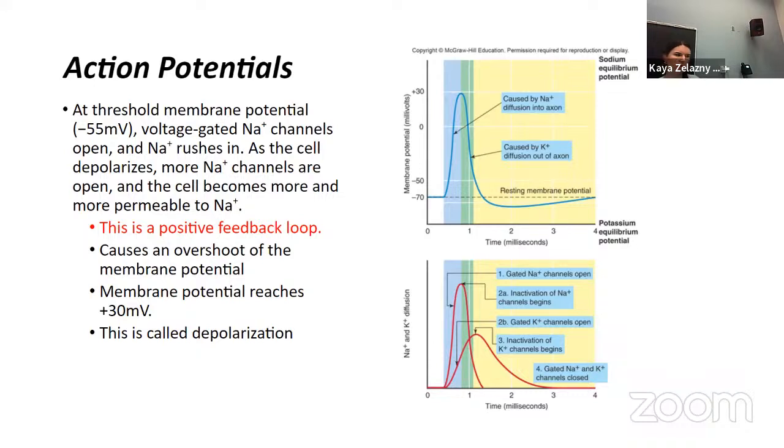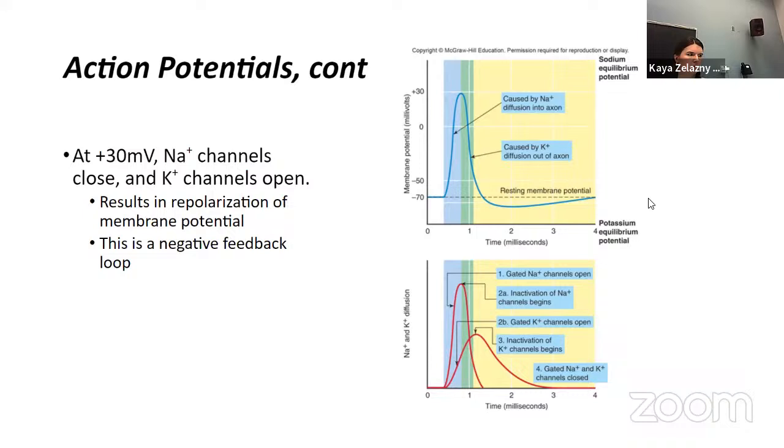Okay, so this takes us up past 0, up to positive 30. Doesn't take us all the way to positive 60 because these channels will close. Once we hit that peak, our sodium channels are closing because their inactivation gates are swinging closed. And at the same time, our potassium channels are opening, causing potassium to rush out of the cell now, pulling us back down, repolarizing our membrane potential. So this is our negative feedback loop, repolarizing, pulling us back down.